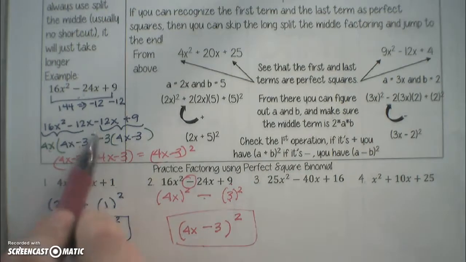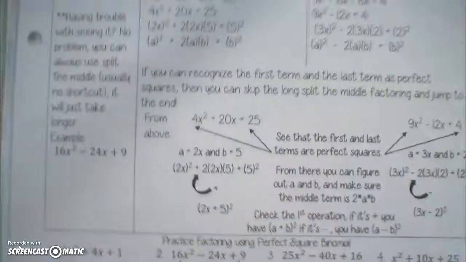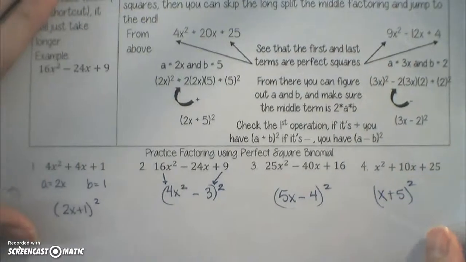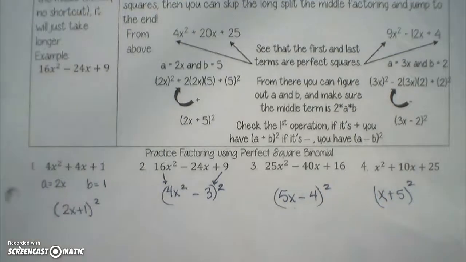So see, you can do that long method if you forget the shortcuts for either of these perfect squares or difference of squares. So try these last 2 on your own. Check when you're ready. And those last 2 should be 5x minus 4 squared and x plus 5 squared.